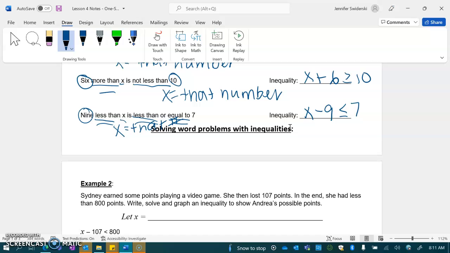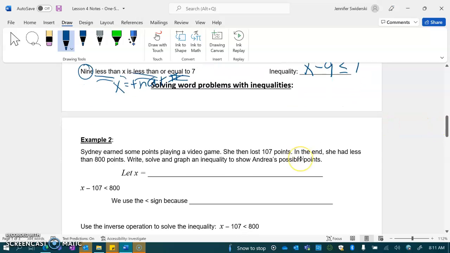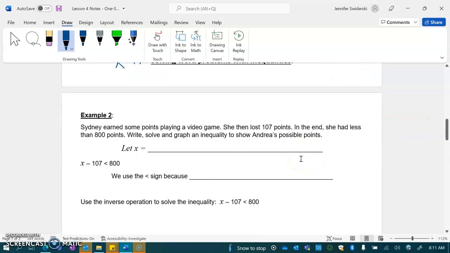It says, our friend Sydney earned some points playing a video game. All right, she then lost 107 points. So there's a number. In the end, she had less than 800 points. Write, solve, and graph an inequality to show Sydney's possible points. So we're going to have x be her possible points.